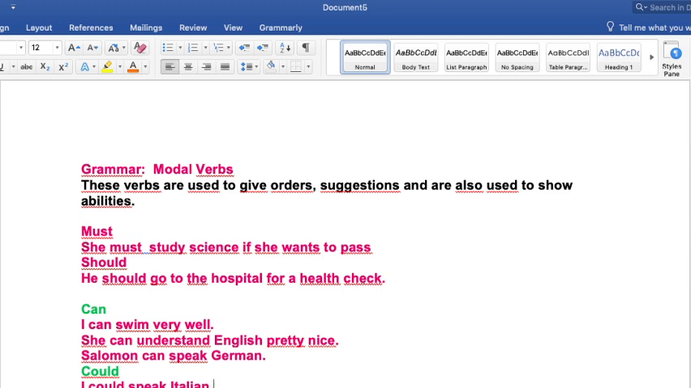Sometimes we lost the language because we don't have that much exposure to it. So we kind of lost to some extent some words or the ability to speak it pretty well. So I could speak Italian, or he could type fast. He could type fast in the computer. So probably the lack of practice is a factor that affects his ability to type fast. So we use could to talk about abilities that we had and we are losing them because of the lack of practice.